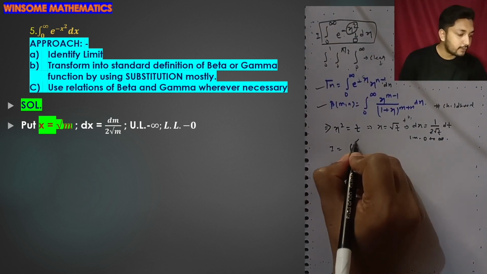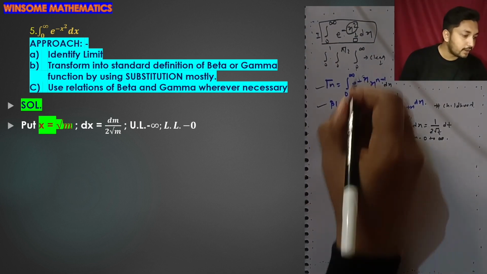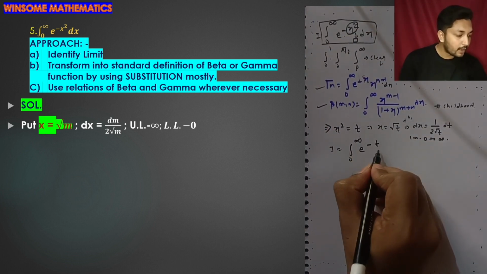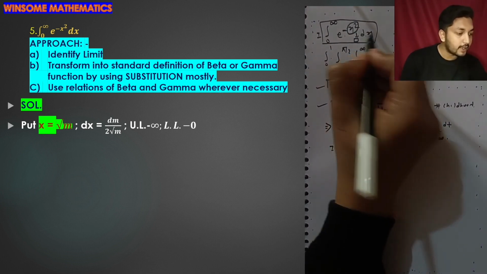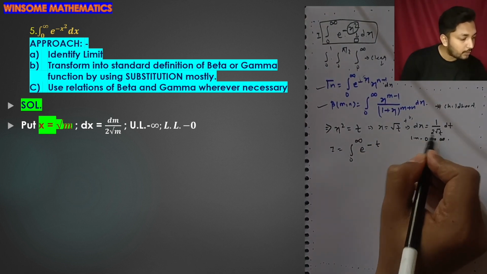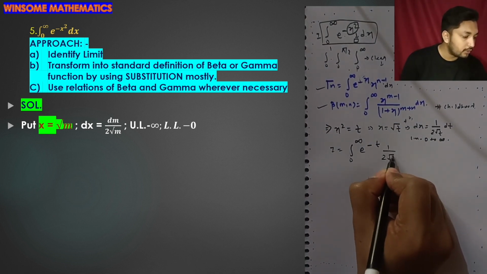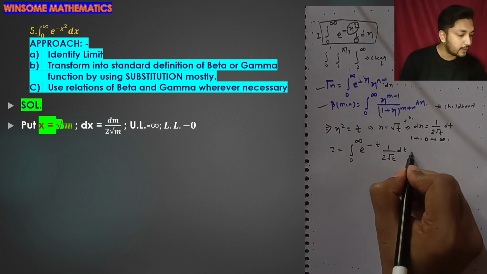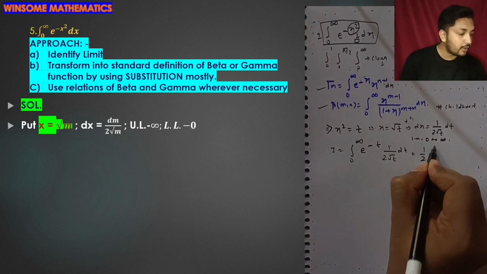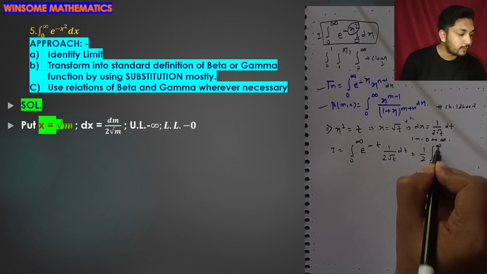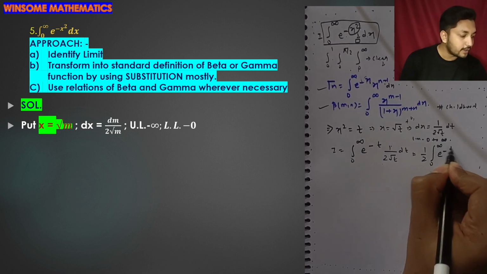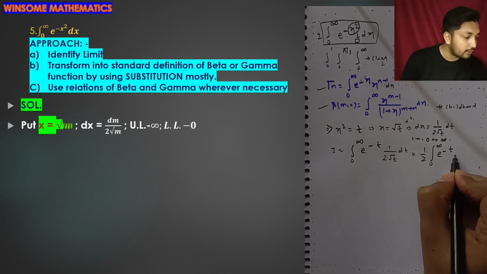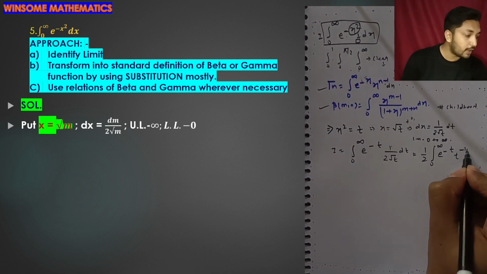So I is equal to integral 0 to infinity, and e to the power minus x square is equal to what? t. So e to the power minus t, and dx is equal to what? 1 upon 2 root t, and this is dt. So this is constant 1 upon 2, so we will keep it outside the integration. 1 upon 2, 0 to infinity, e to the power minus t, and 1 upon root t, so t to the power minus 1 by 2. Very good.